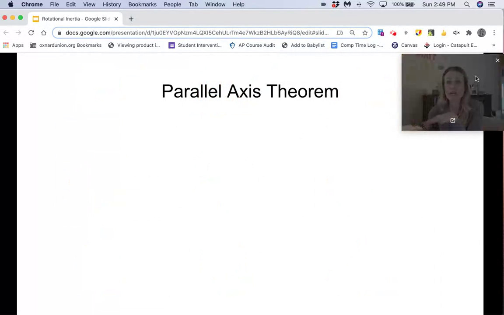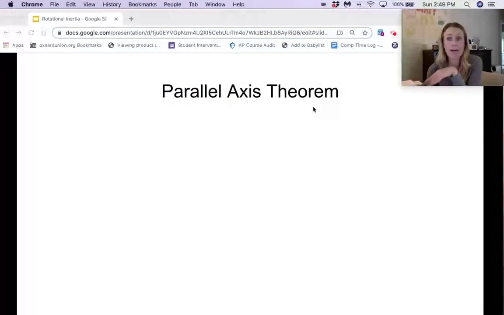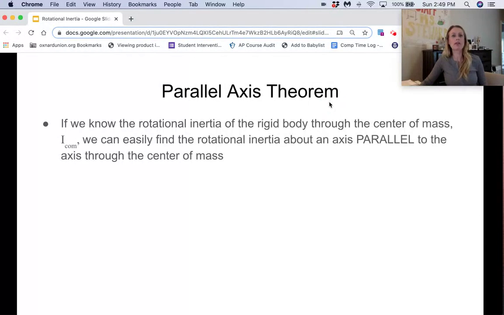And then the last thing I want to talk about in this lecture is the parallel axis theorem. So the parallel axis theorem has to do with an axis of rotation that's parallel to an axis through the center of mass. So if we know the rotational inertia of a rigid body through the center of mass, we can easily find the rotational inertia about an axis parallel to the axis through the center of mass. So here's the equation for our parallel axis theorem.